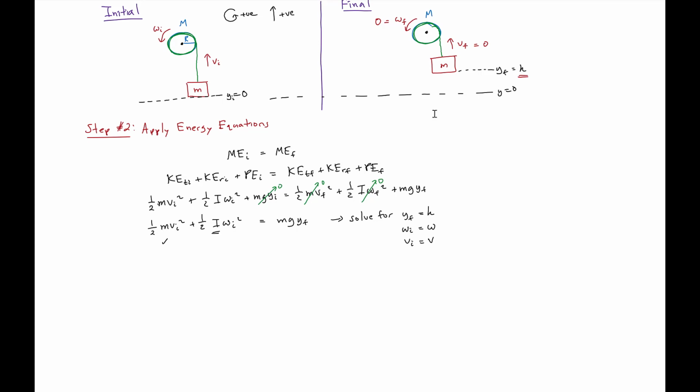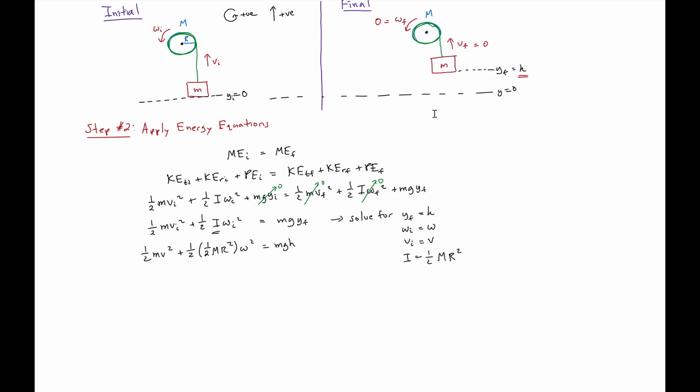But we do need to figure out what I is. So I is equal to 1/2 of the mass of the pulley, which is capital M, times R squared, so capital R squared. So now that we have all this, we might want to replace all of these values with what we've redefined here. So we have 1/2 mv squared plus 1/2 MR squared omega, where omega I is just omega squared, is equal to mgh.